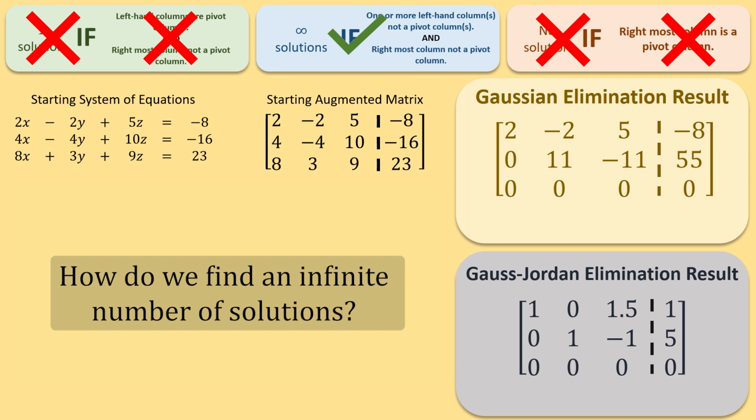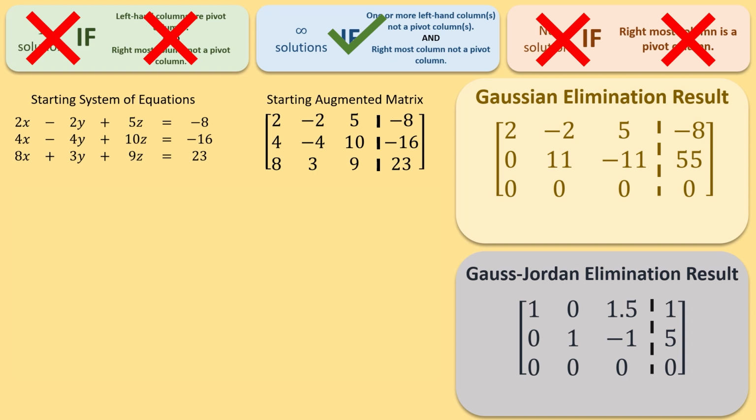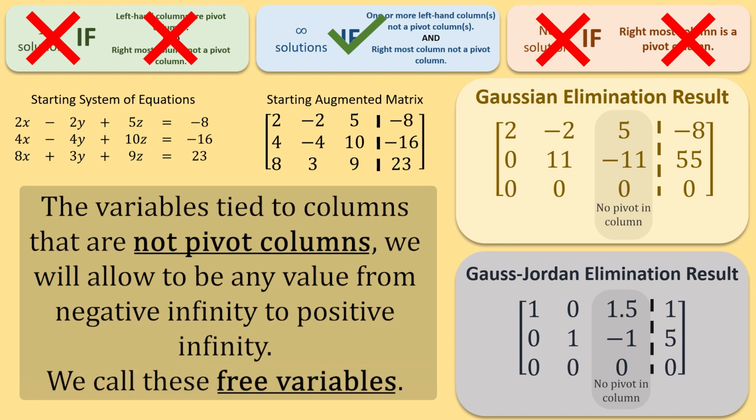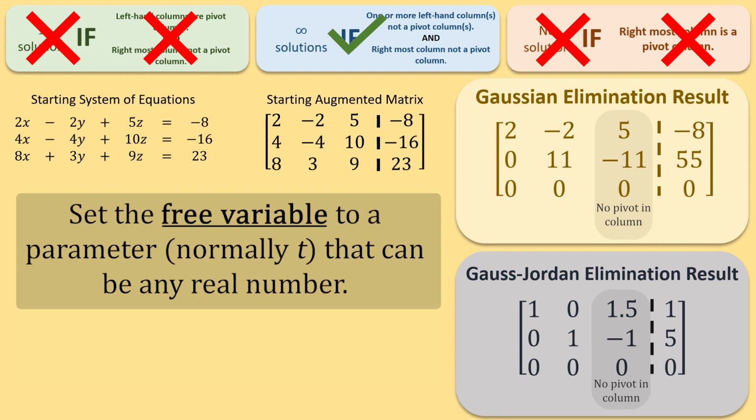Well, it is a little similar to the process we did for the unique solution, except we handle the columns that are not pivot columns in a little bit of a different way. Every column that is not a pivot column, we are going to allow to be any number from negative infinity to positive infinity. We call these variables free variables because we allow them to roam freely among the real numbers. Since we allow them to take on any value, we represent this freedom by setting them equal to a parameter value, normally t, and we allow t to be any real number.